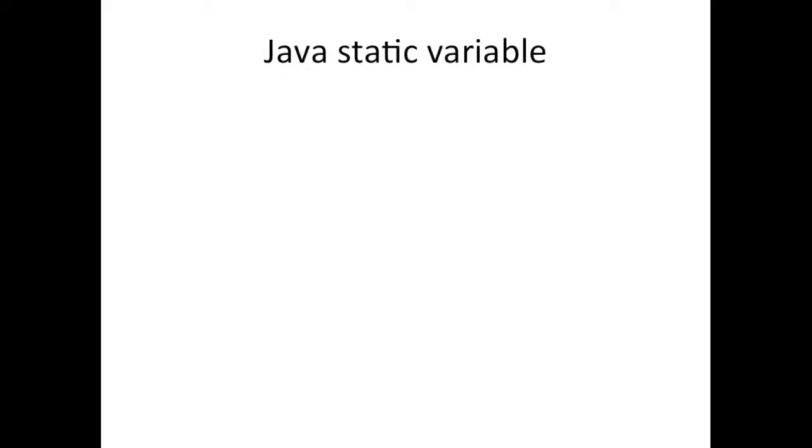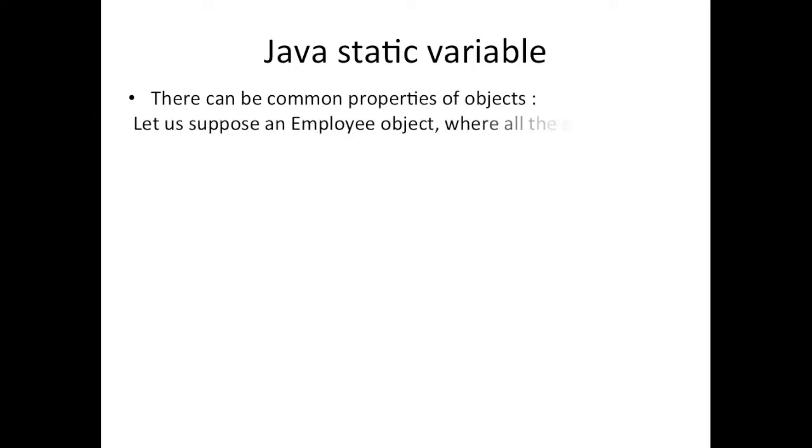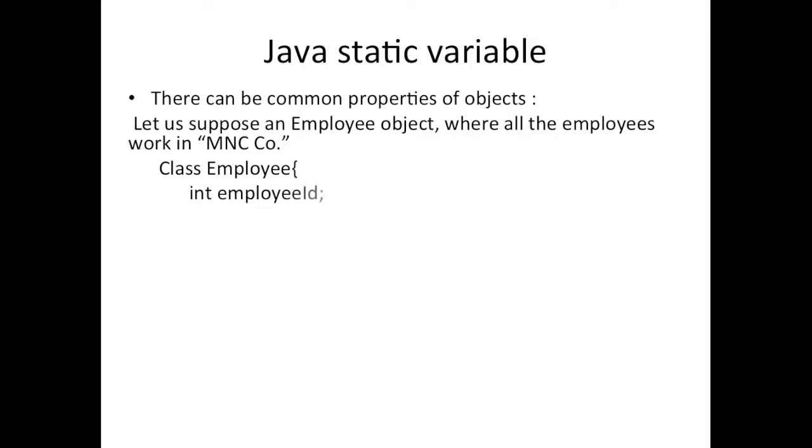Understanding the Java static variable. There can be common properties of objects. Let us suppose an employee object where all the employees work in an MNC company. Then we would be writing the Java code as class Employee, int employeeID, String name, static String employer equals MNC company.